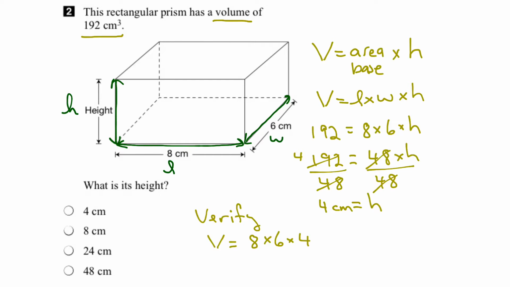Now we can do this many ways. We can say 8 times 6 would be 48, times 4 would give us 192. Or we could do 8 times 4, which is 32, times 6 is 192. Or we could go 6 times 4 is 24, times 8 would give us 192. So in each case, the answer is 192, and because we're multiplying centimeters times centimeters times centimeters, we get centimeters cubed. So we verified that our volume matches what we're given.